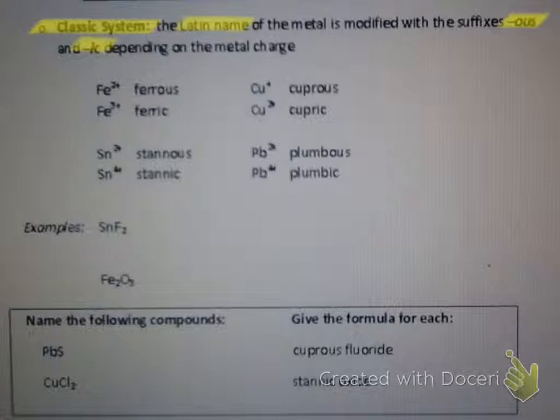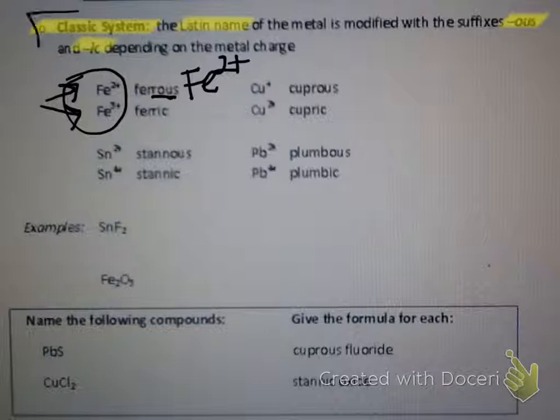We just said that iron can form two different cations. It can either form a +2 or a +3 to be stable. The iron +2 cation is the lesser of the two oxidation states. So we're going to take the Latin name Fer for iron. That's where we get Fe from, by the way. And Fer, we're going to put the suffix -us on it to indicate the lesser charge. So the Fe2+, the iron 2 ion, according to the classic system of naming, will be known as the ferrous ion. I always think it sounds pretty, like a Ferris wheel.